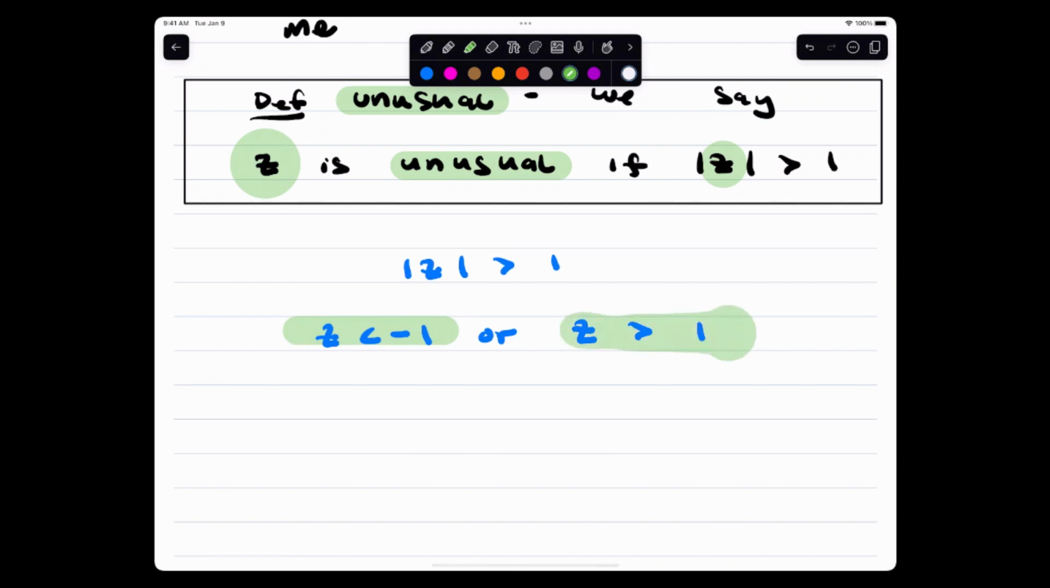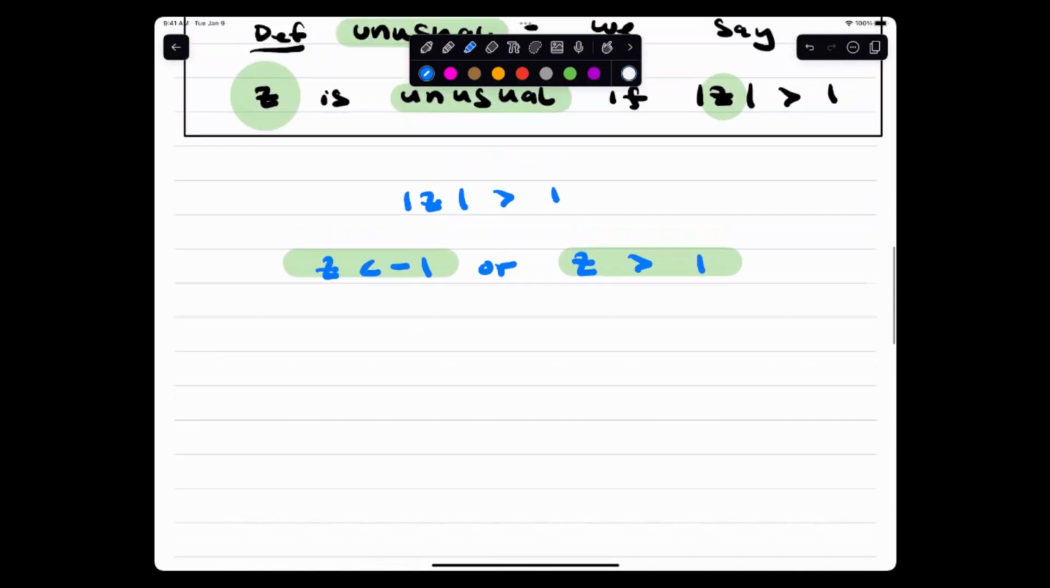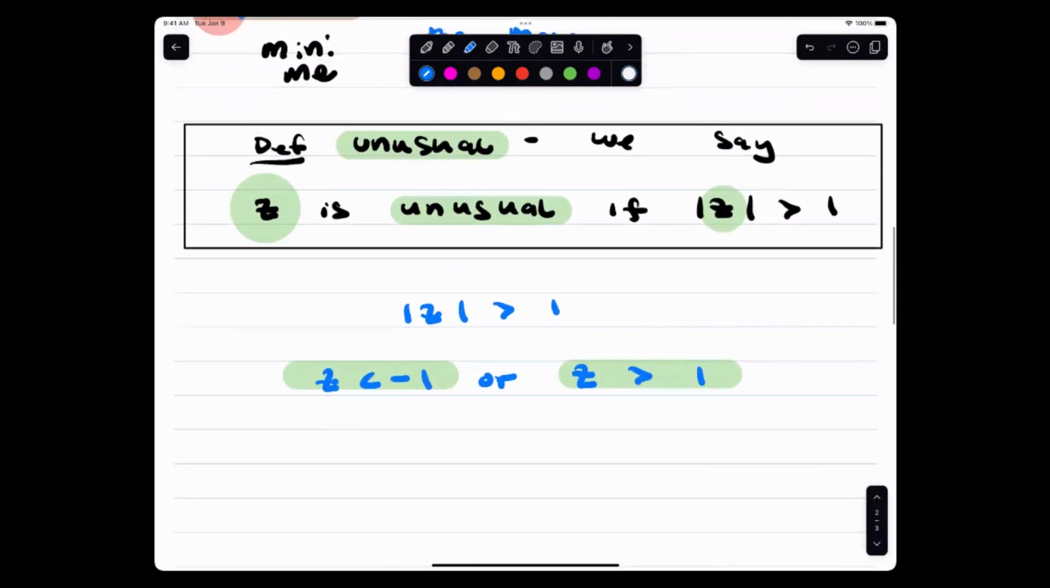So if you were to graph this, oops, I'm sorry. I gave you the wrong definition. It's not 1, it's 2. I apologize.